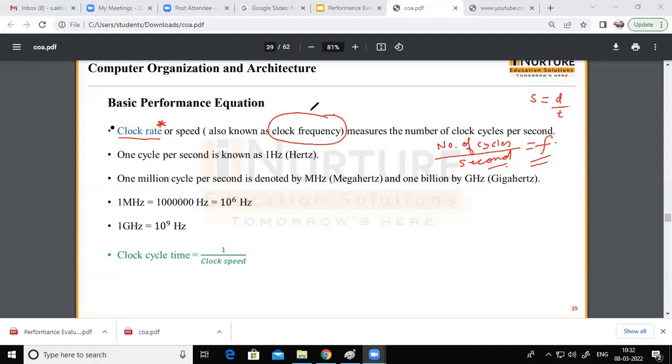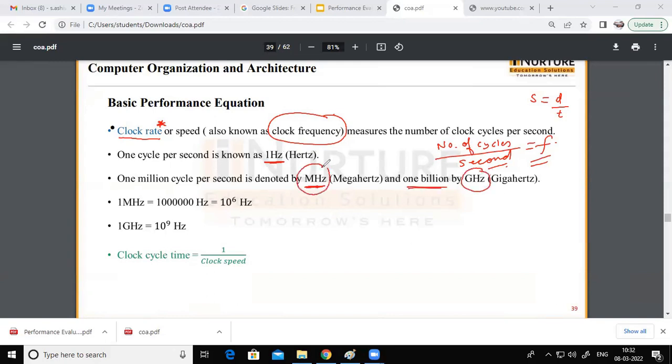Okay, so it is written over here also, clock frequency. So one cycle per second is known as 1 hertz. So 1 million cycles per second is denoted by MHz or megahertz. And 1 billion is nothing but your gigahertz.